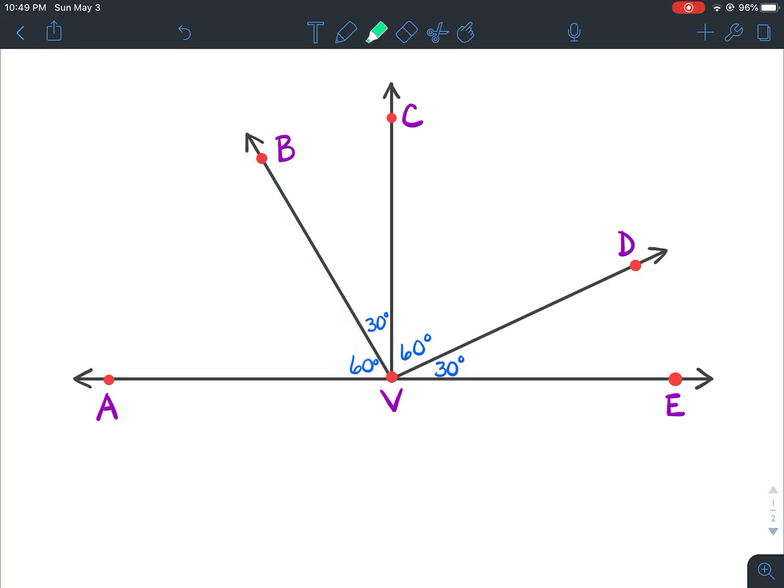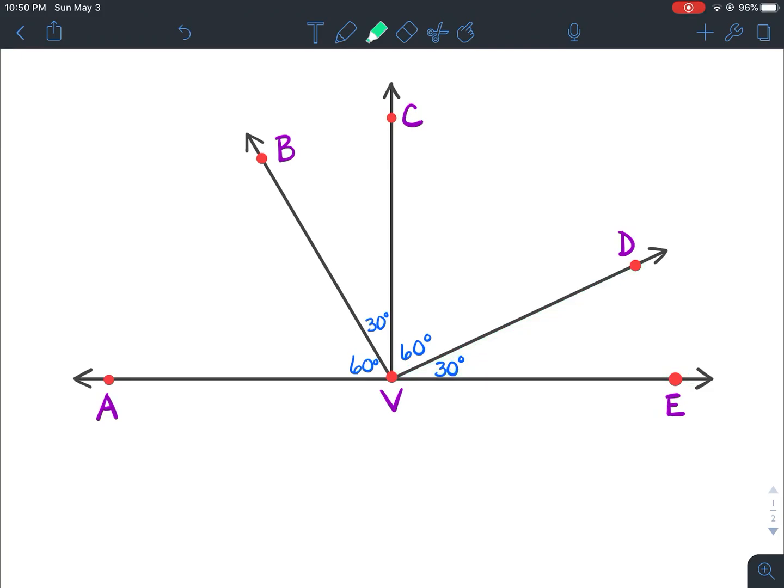AVB. This angle right here is BVC. V has to go in the middle. Just trace the angle, BVC. The next one is angle CVD. DVE.